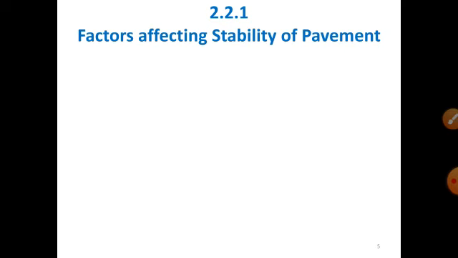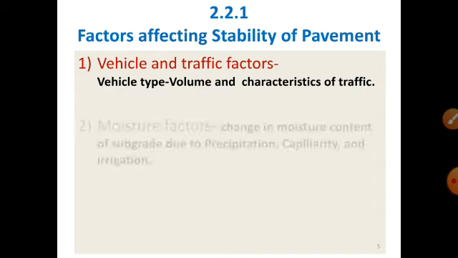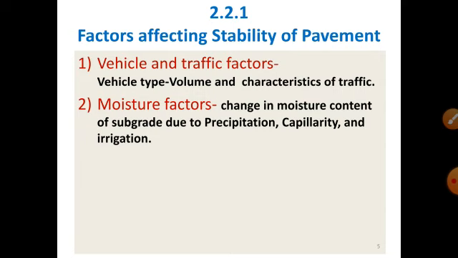Factors affecting stability of pavement. First factor is vehicle and traffic factors. That means vehicle types, volume, and characteristics of traffic. Second factor is moisture factors. That is change in moisture content of subgrade due to precipitation, capillarity, and irrigation.